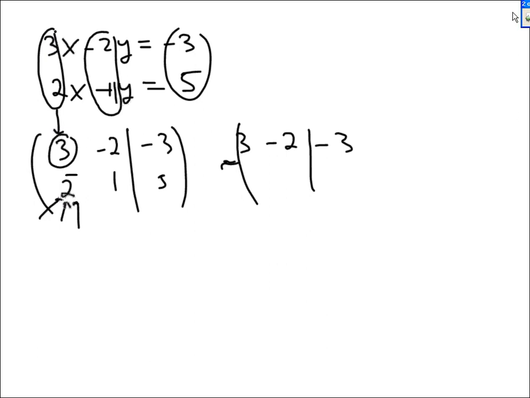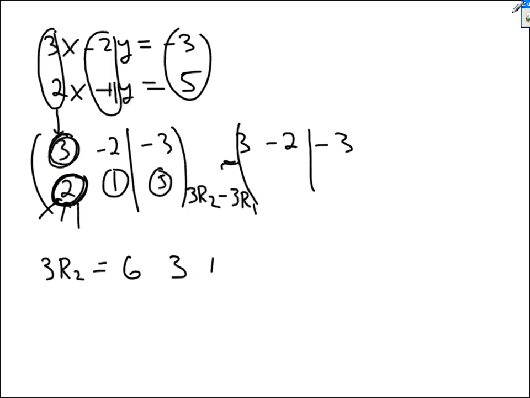Well, 6 is the first common multiple between 2 and 3. If you triple row 2, that puts the 6 here. If you triple row 1, that puts the 6 here. And if they're both 6s, then you subtract. 3 times row 2. Just multiply all 3 entries in row 2 by 3. You get 6, 3, 15.